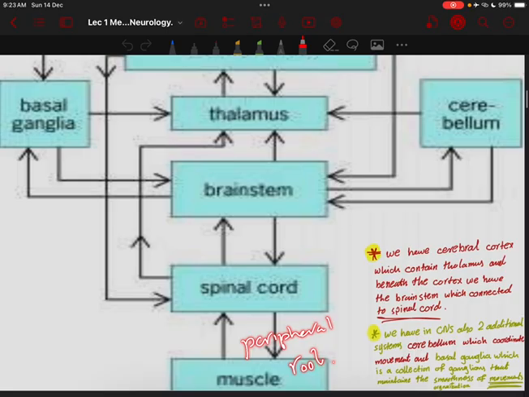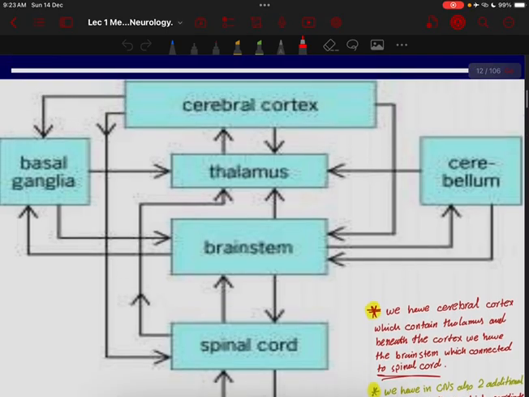Also, we have two other important structures. Number one is the cerebellum. The cerebellum helps the central nervous system. For example, the nervous system gives orders for movement, and this movement should be coordinated, and the coordination is carried out through the cerebellum. So it has the function of helping the central nervous system.